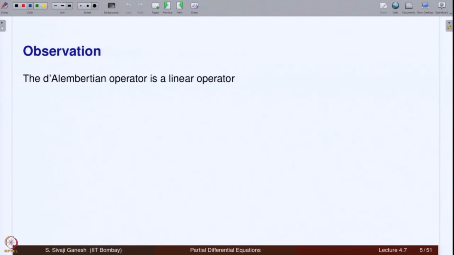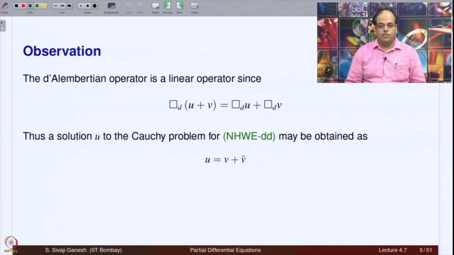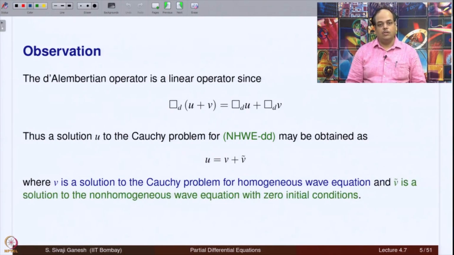The D'Alembert operator is a linear operator, since D'Alembert applied to u plus v is D'Alembert acting on u plus D'Alembert acting on v. Therefore, a solution to the Cauchy problem stated on the earlier slide, that is the non-homogeneous wave equation with the Cauchy data, may be obtained as the sum of two functions v and v tilde, where v is the solution to the Cauchy problem where the wave equation is without the source term. It is called the homogeneous wave equation when there is no source term, and v tilde is a solution to the non-homogeneous wave equation, but with 0 initial conditions.